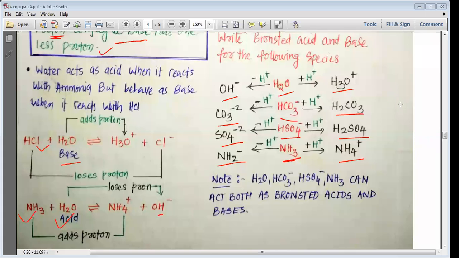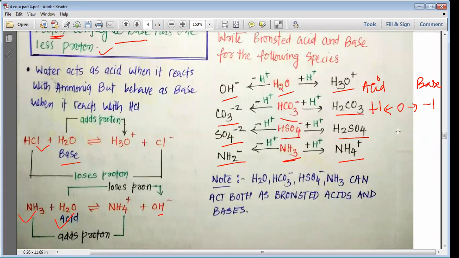If you have a neutral species, then its conjugate base will have -1 charge and its conjugate acid will have +1 charge. But if you have a -1 species, then your acid will be neutral and your base will be -2. If you have a +1 species, then your base will be neutral and your acid will be +2. The acid will be +2 and the base will be neutral.